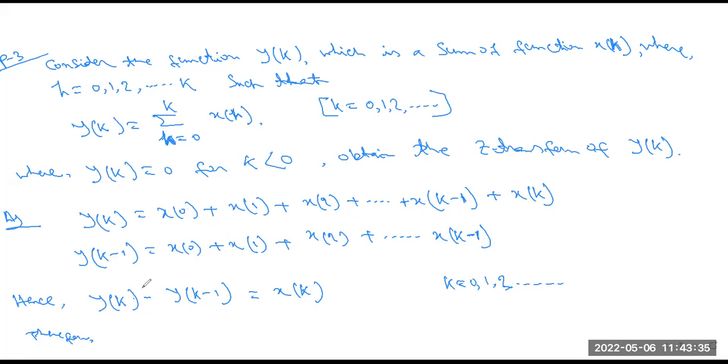Yes, sir. So now we have two equations. We take the Z transform on both sides. That is, the Z transform of y of k minus y of k minus 1 equals the Z transform of x of k. Okay, now next page.